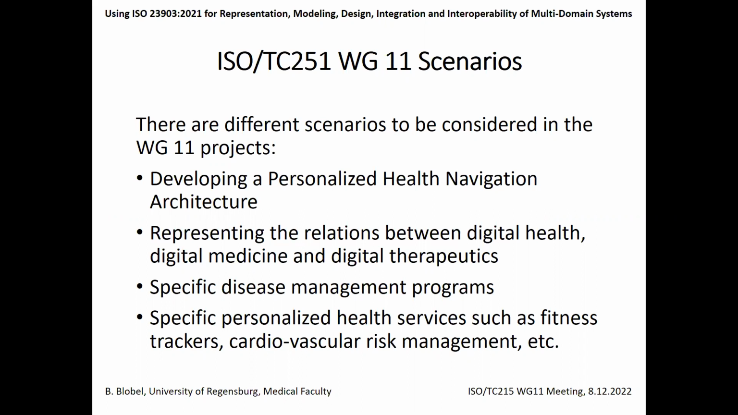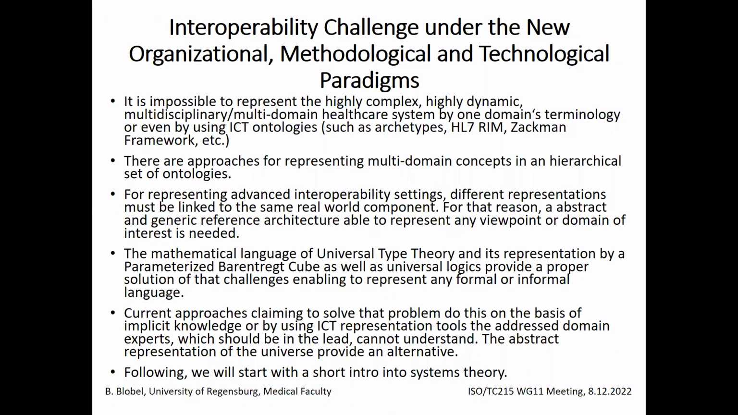And other things are focusing on specific services, such as personalized health services for supporting fitness trackers, cardiovascular risk management. That means the Apple Watch watching my heart rhythm and other parameters, etc., and giving then signals if I have a level beyond the safe environment. That means I'm running into risks and therefore I have to respond, I have to visit the doctor, or I have to interact or whatever. These are the different scenarios, and all of them can be represented in 23903, but the way to tackle this is different. I will not go into the details here.